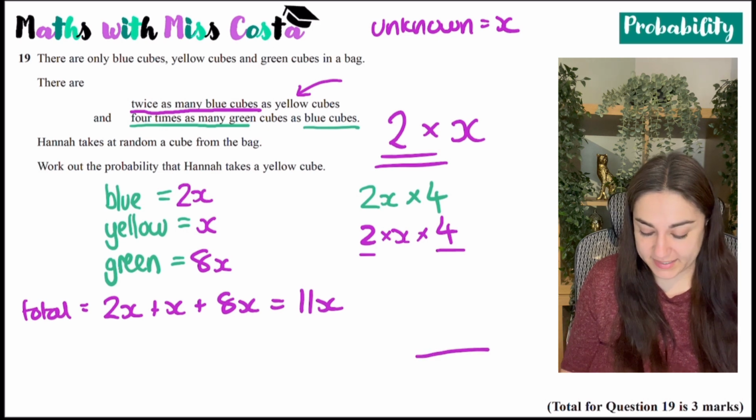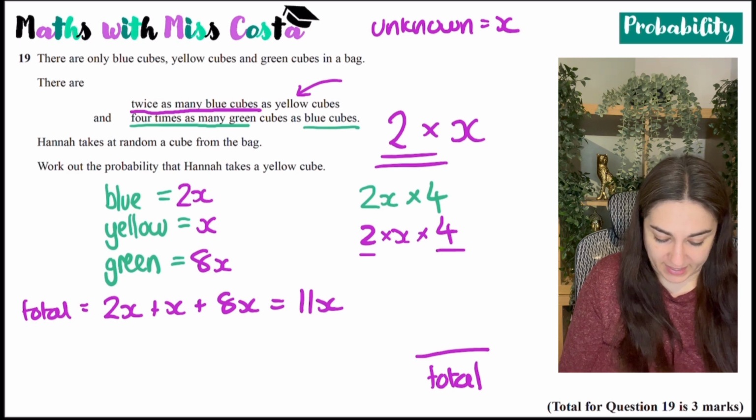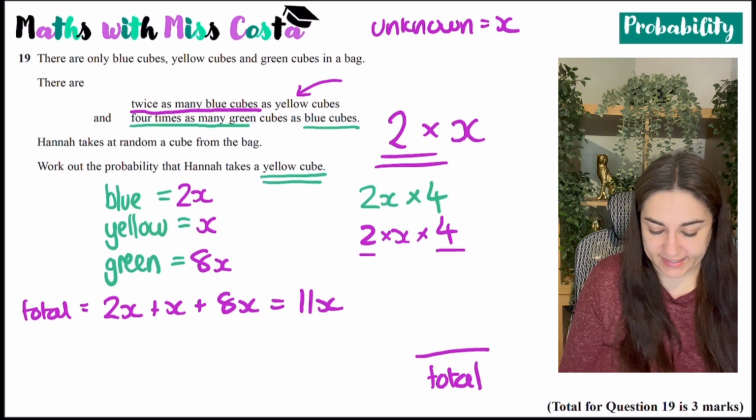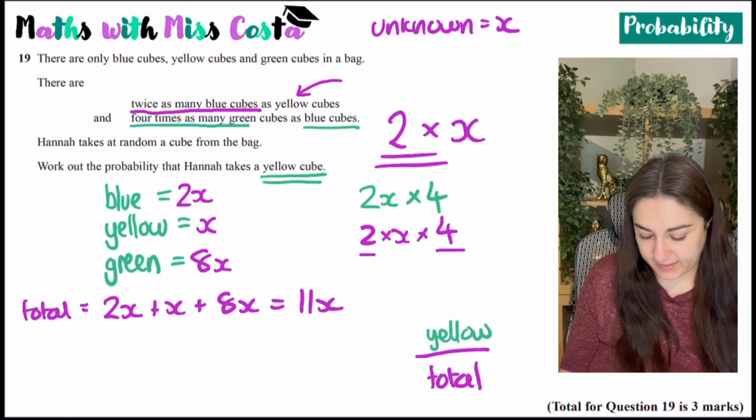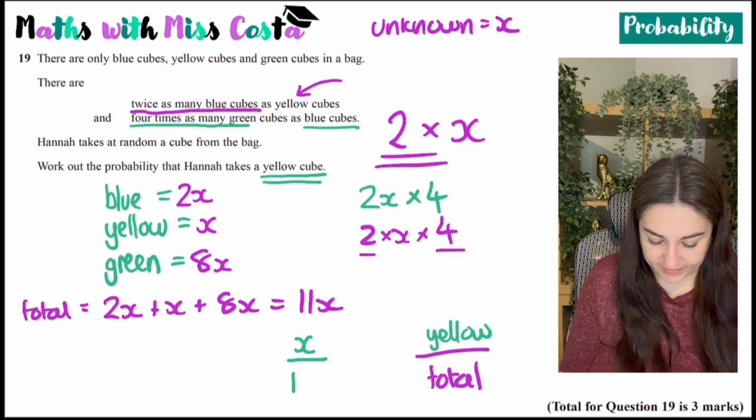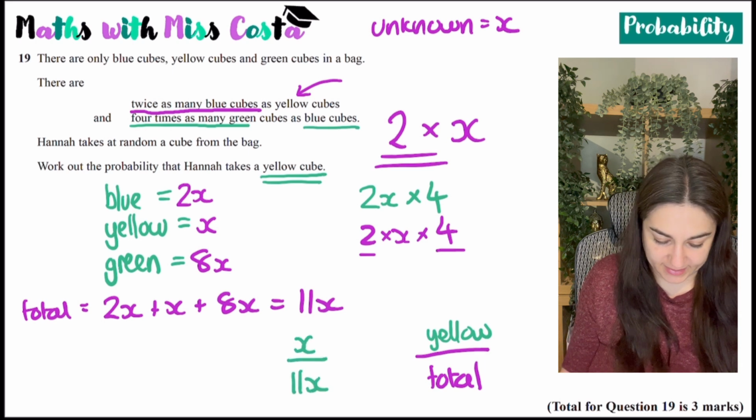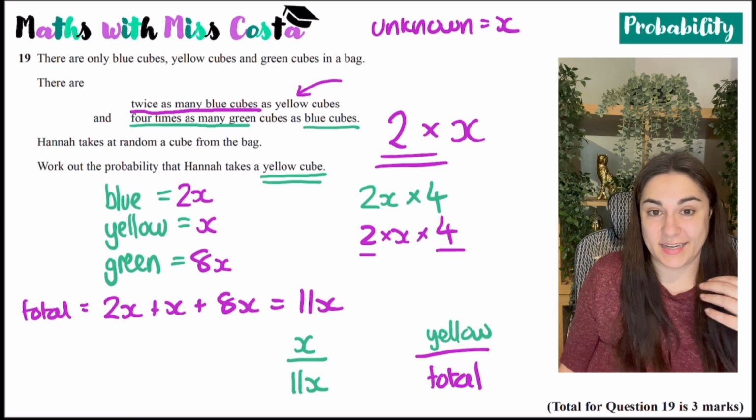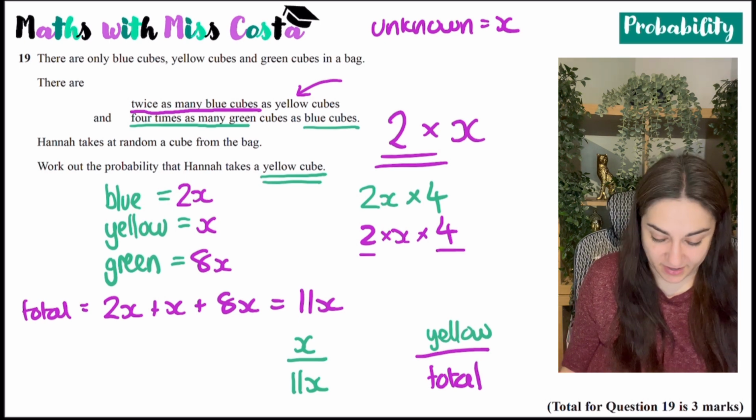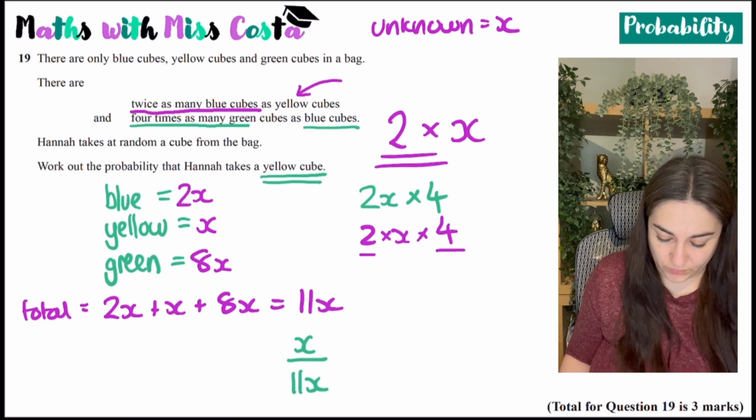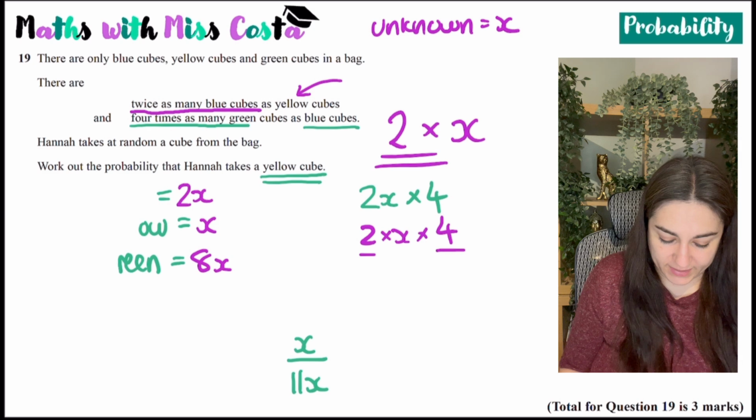And whenever I do probability, remember your denominator is your total. And I want to work out the probability that Hannah takes a yellow cube. So the expression for yellow was X. So I've got X over 11X. Now, when I write probability, I'm not sure, they might accept this, but I think they would want you to simplify it.